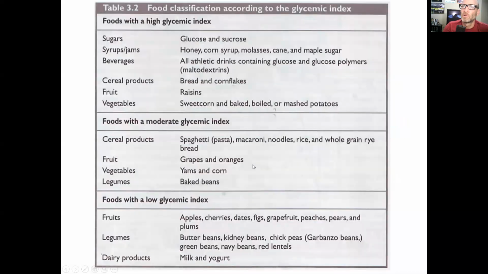This is just a table of glycemic index, and I know there's some debate on where these foods fall within the glycemic index. But sugars, syrups, and jams are high glycemic index foods. Legumes, and maybe dairy products, are low glycemic foods. So we'll get a spectrum of them.